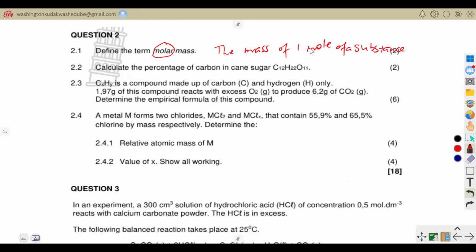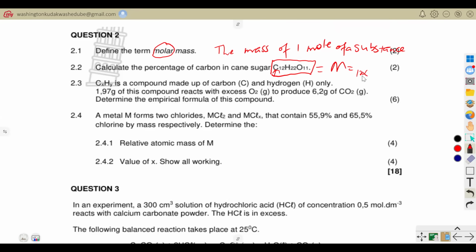Now calculate the percentage of carbon in cane sugar. So now they've given you the molecular formula of cane sugar, and they want you to determine the percentage of carbon in this compound. So how will we define our percentage in this compound? We need to determine the total molar mass of this compound. So the total molar mass of that compound is going to be equal to 12. We say that there are 12 in terms of mole ratio of carbon atoms.